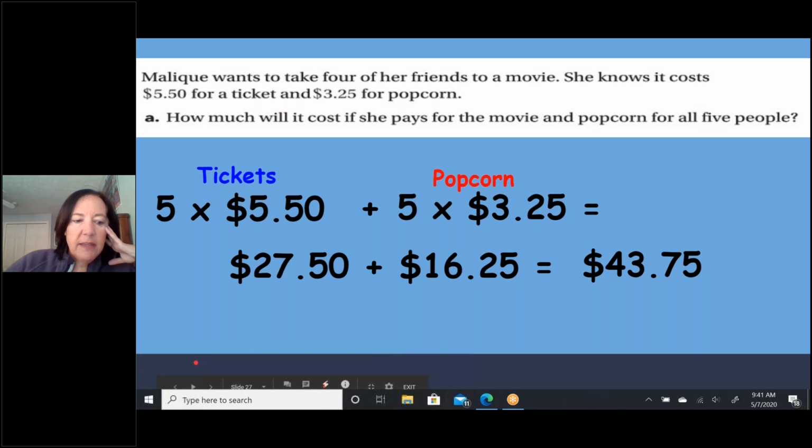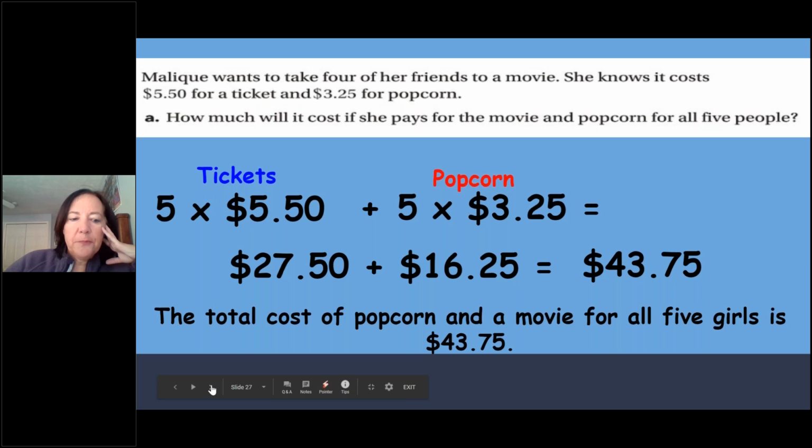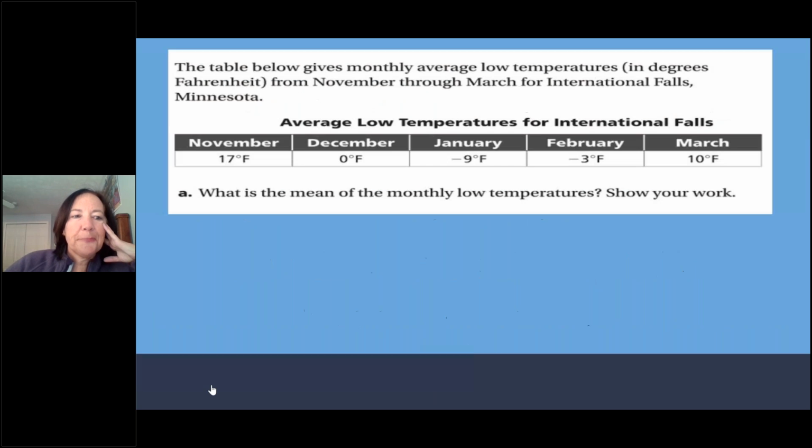And that would be, come on, advance the slide. The total cost of popcorn and a movie for all of them would be $43.75. Good job. Okay, this one, also tricky.